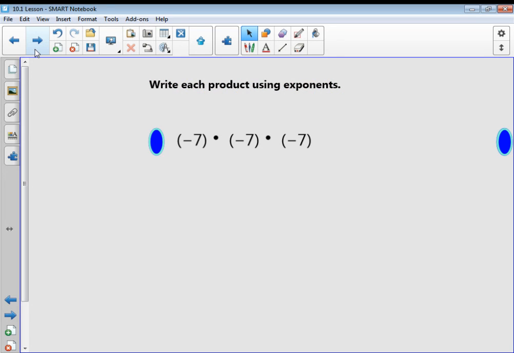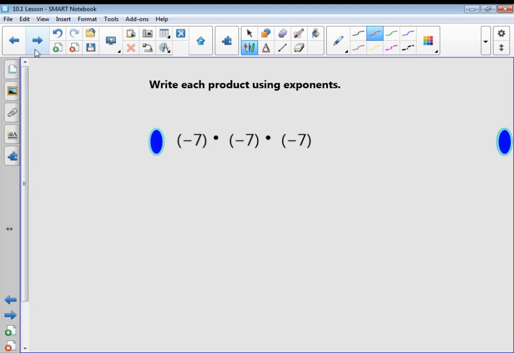Okay, so now we're going to go ahead and practice writing each product using exponents. The first step is going through and writing it out in its exponent form. And then in our next step, we'll be solving or evaluating that.